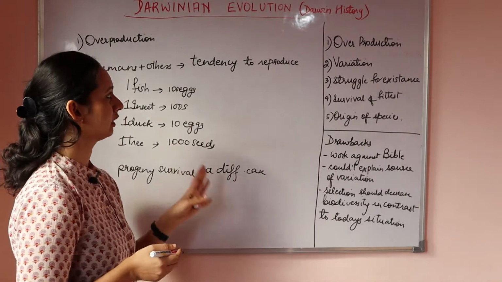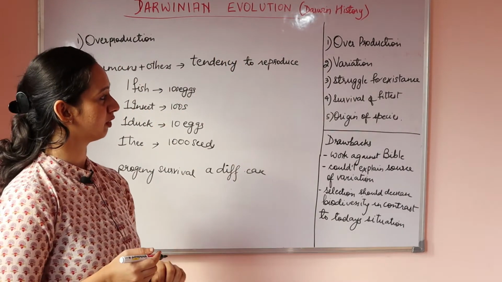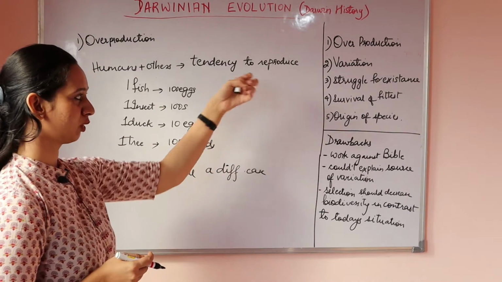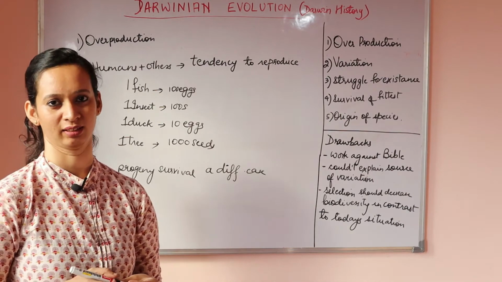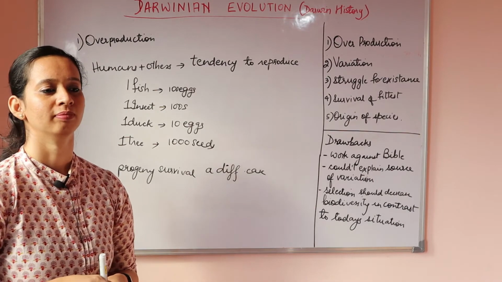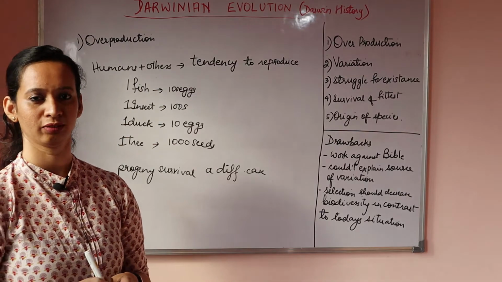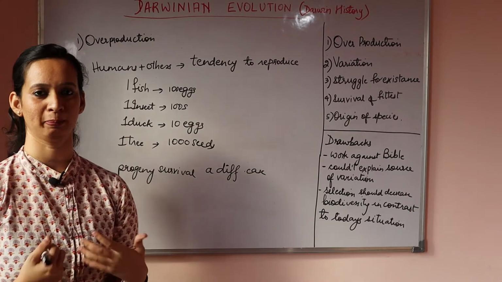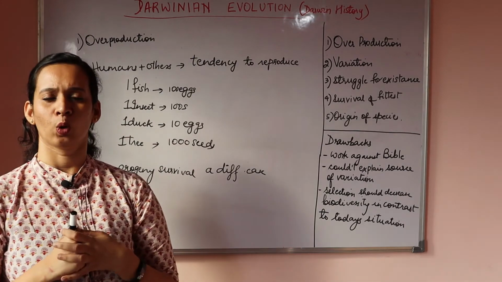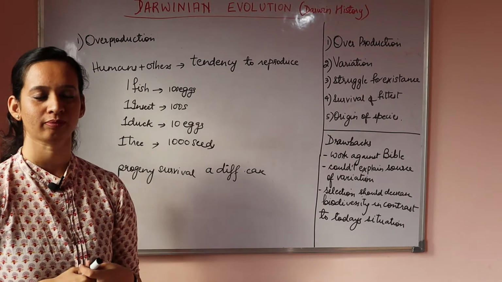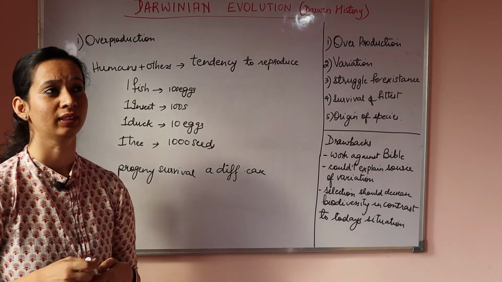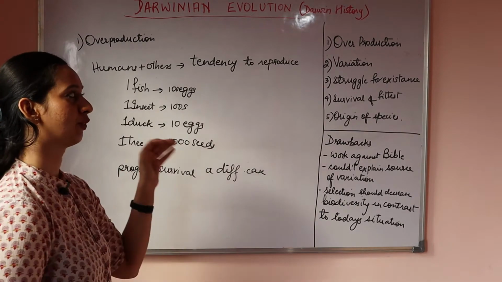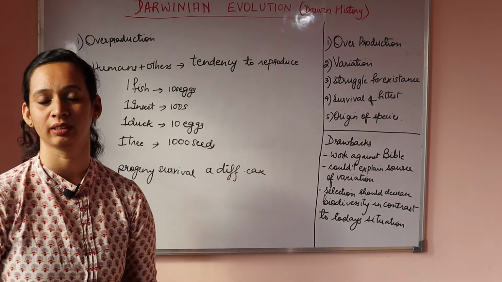So we would see here I have written Darwinian evolution, and these are some of the postulates and these are the drawbacks. We would study each one in detail. So the first one is overproduction. When you speak about overproduction, what it means is, in all the organisms which are present, they have the tendency to produce a lot of offsprings. And this is one of the highlights of Darwinian evolution.